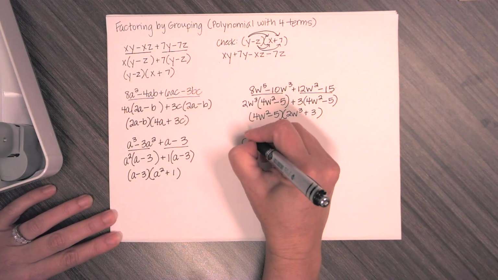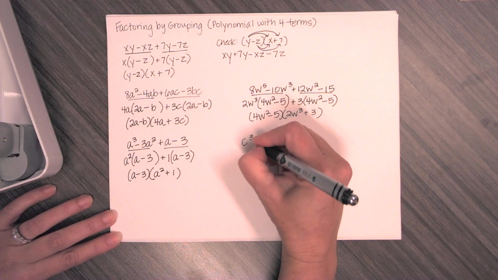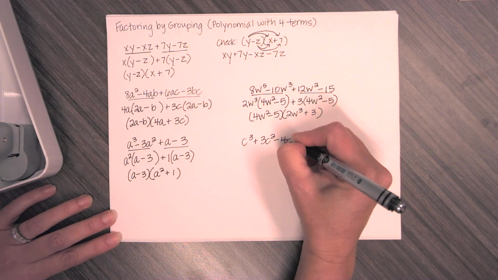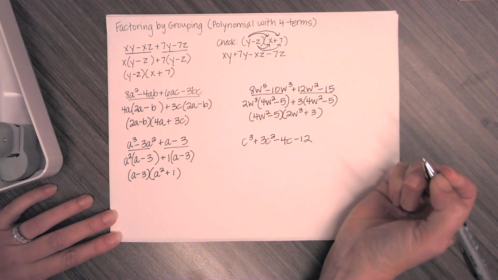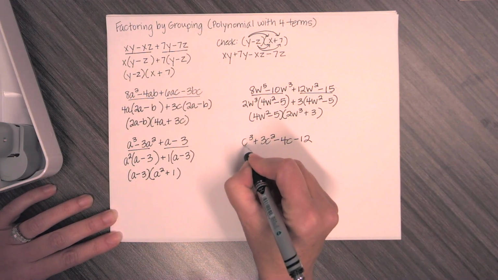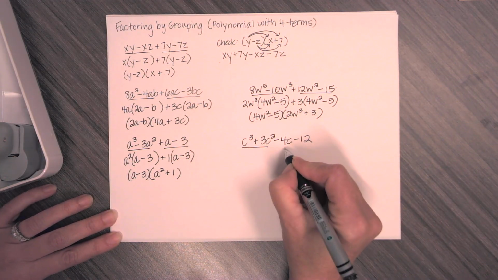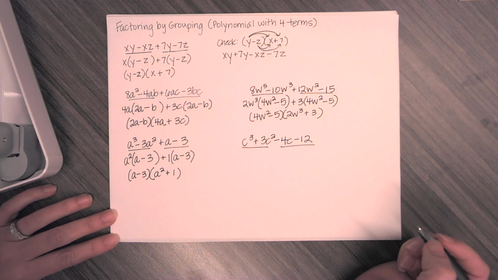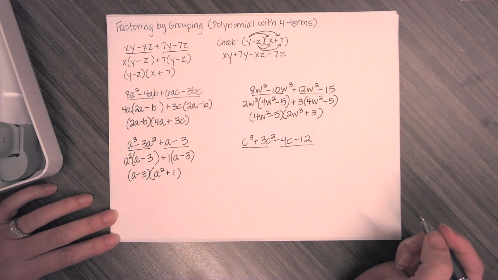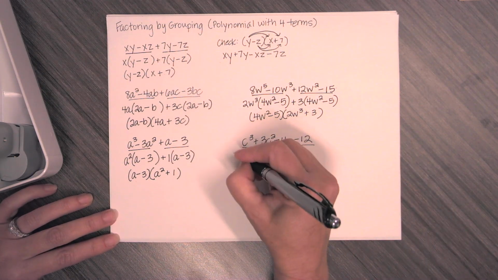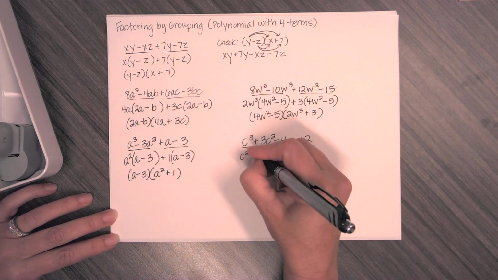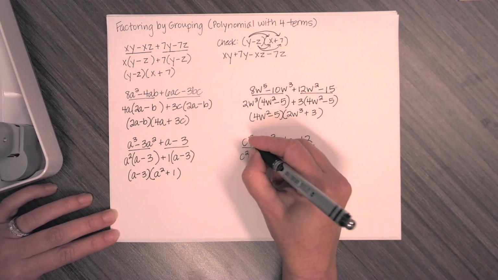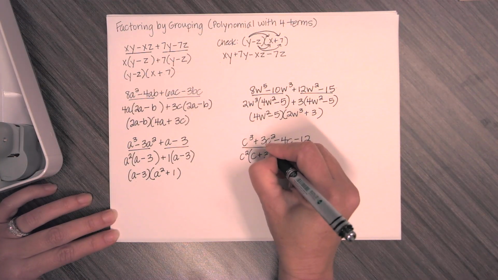Now let's look at this: c cubed plus 3c squared minus 4c minus 12. All right, 4 terms, so we're going to group. We're going to look at our first group and look for the greatest common factor. I see that these both have a c squared at least, so I can take out a c squared. That's going to leave me with c plus 3.